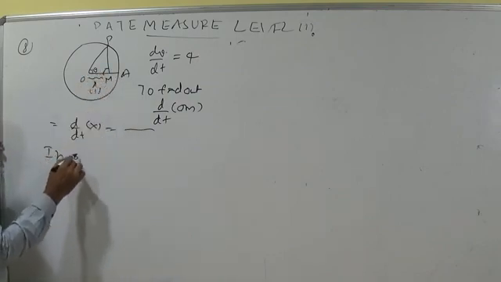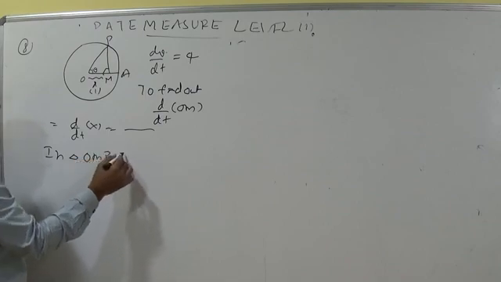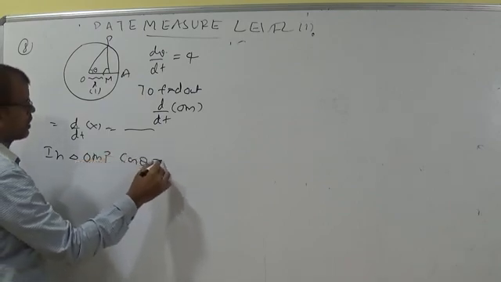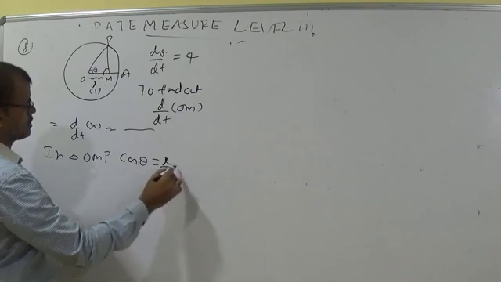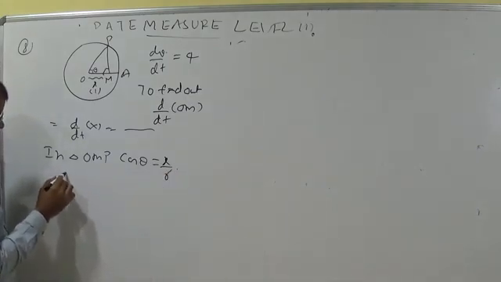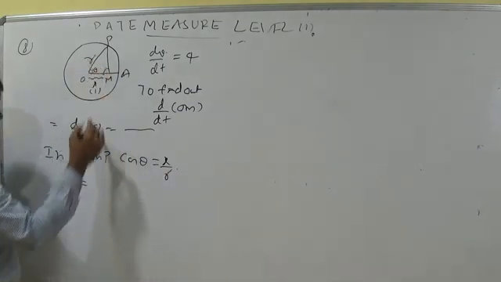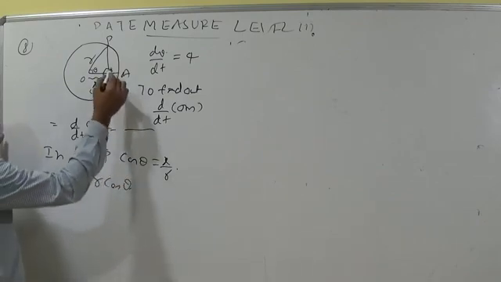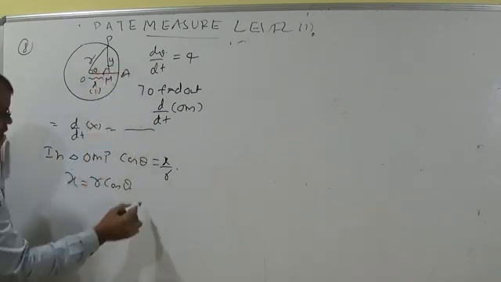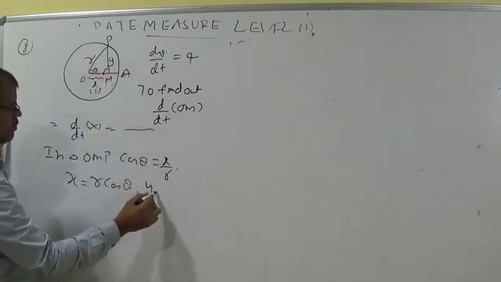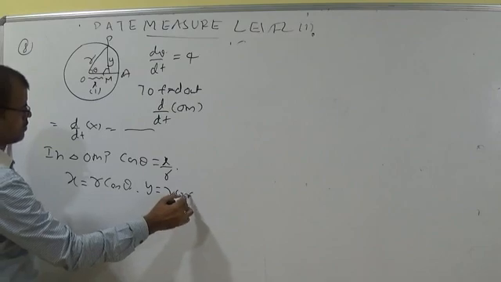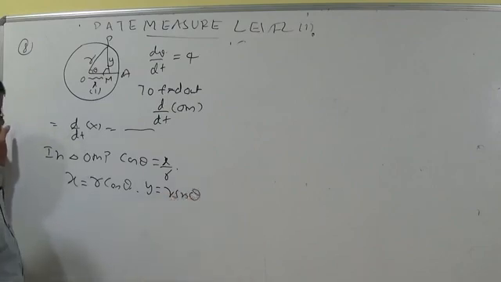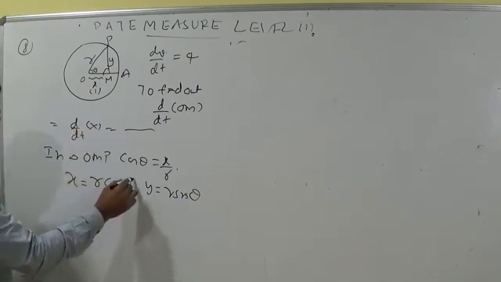Using triangle OMP, in triangle OMP cos theta is equal to x by r, same concept. Right, here x is equal to r cos theta. If you denote this one as y, then y is equal to r sin theta. I think there is no need for this one because here he is asking about dx by dt only. dx by dt, x is equal to r cos theta.